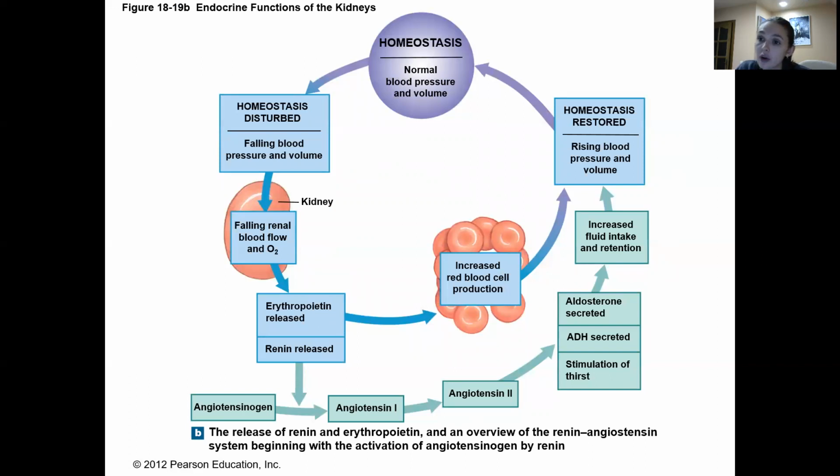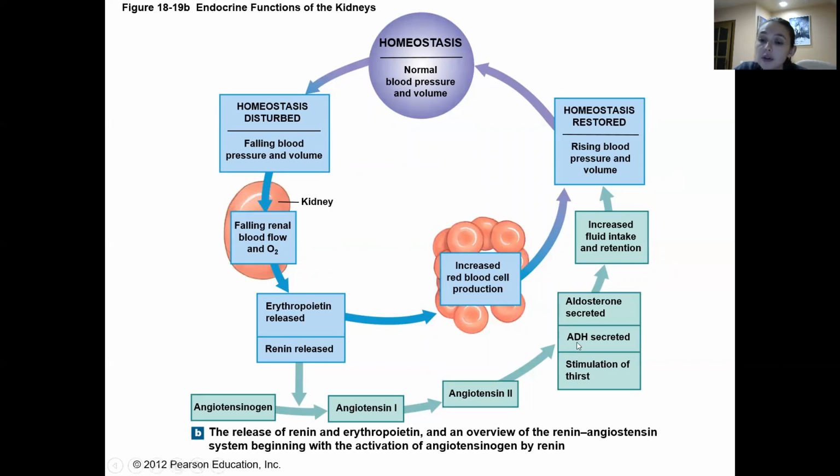Decreased blood pressure and decreased blood volume will be detected by the extraglomerular cells, which will release renin. We discussed previously that renin is a part of the RAS system, which is responsible, first of all, for secretion of aldosterone. Aldosterone will be responsible for reabsorption of sodium ions, which will also increase the level of blood volume.